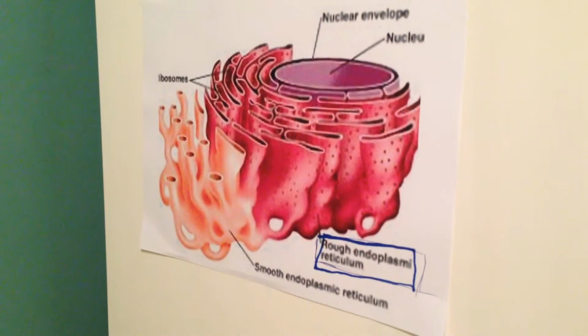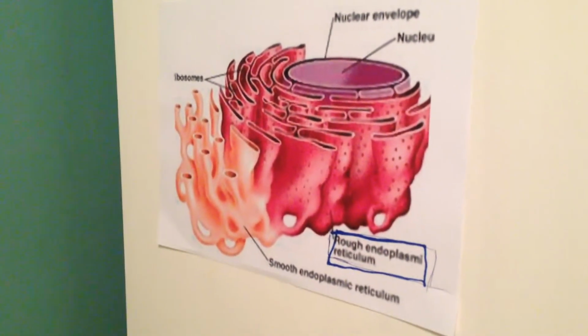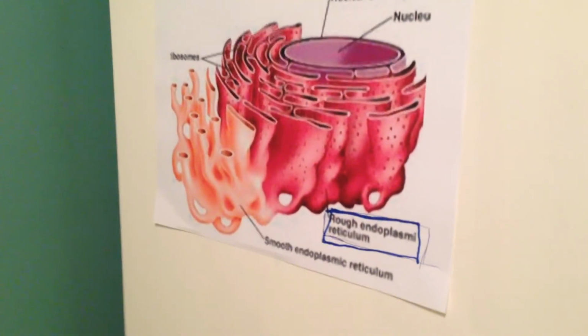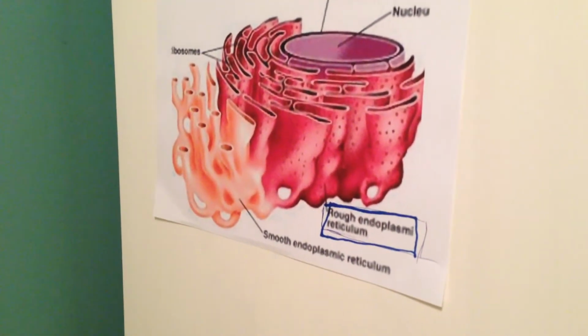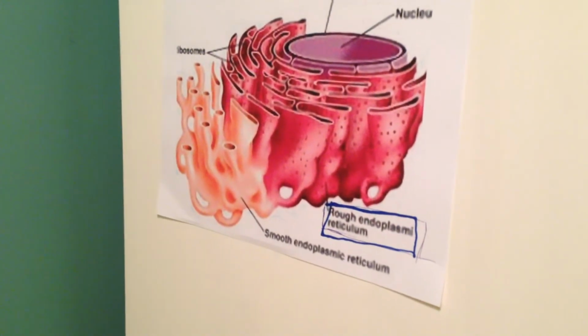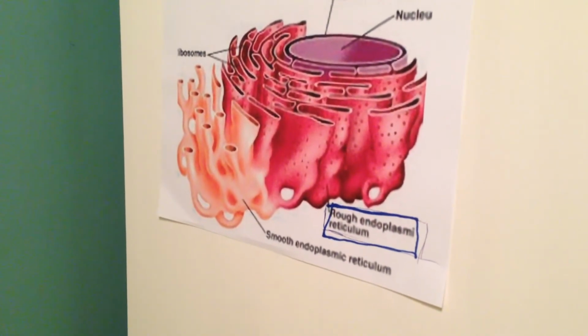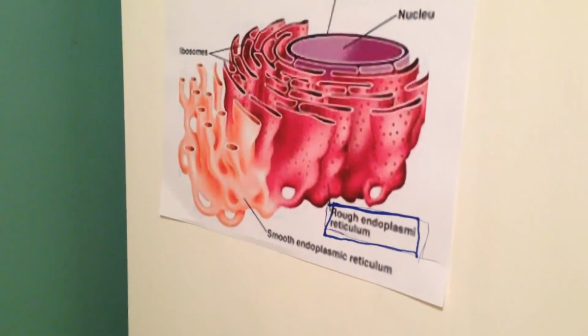But first I will explain what an endoplasmic reticulum is. It is a membrane system of folded sacs and interconnected channels that serves as a site for protein and lipid synthesis. The various folds of the endoplasmic reticulum provide a large surface where cellular functions can take place.